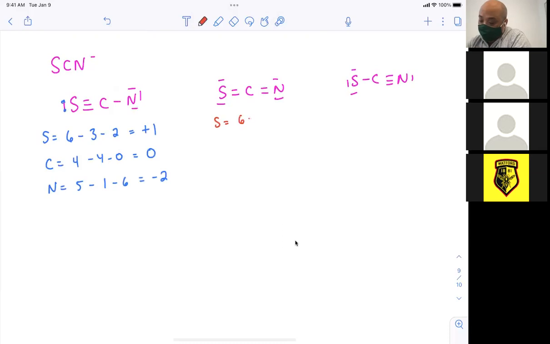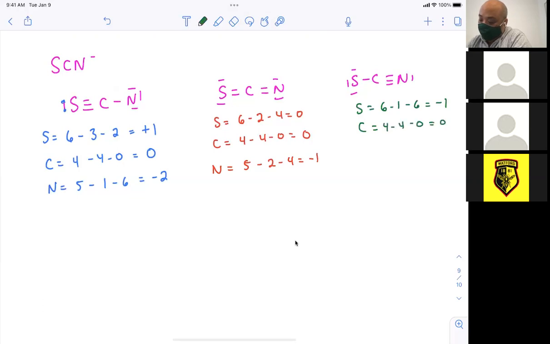This one here, S is 6 minus 2 bonds minus 4 valence electrons is 0. C is 4 minus 4 minus 0, 0. And N is 5 minus 2 minus 4 is -1. And last but not least, S is 6 minus 1 minus 6 is -1. C is 4 minus 4 minus 0. And then N is 5 minus 3 minus 2 is 0. So those are possibilities.